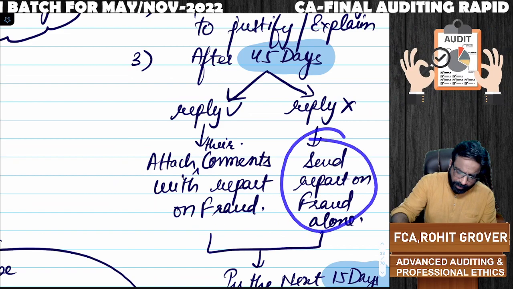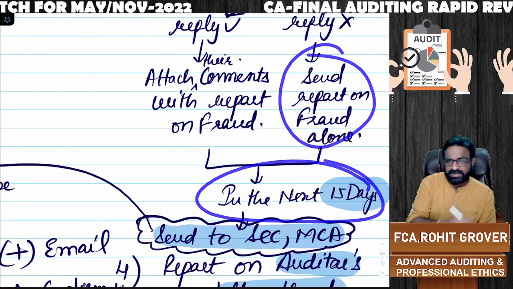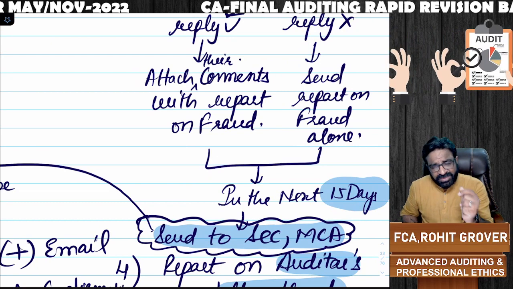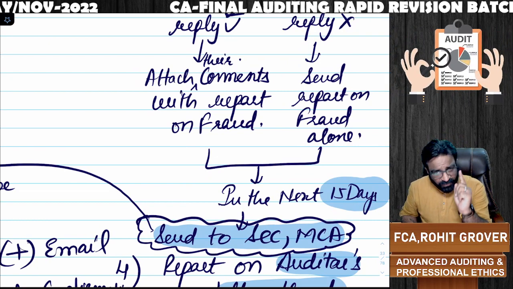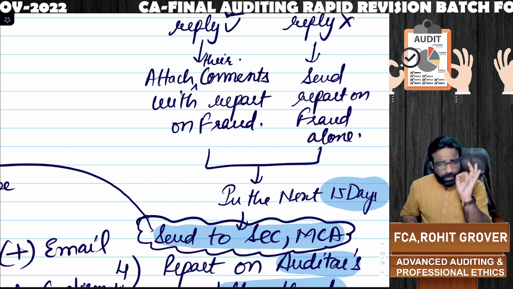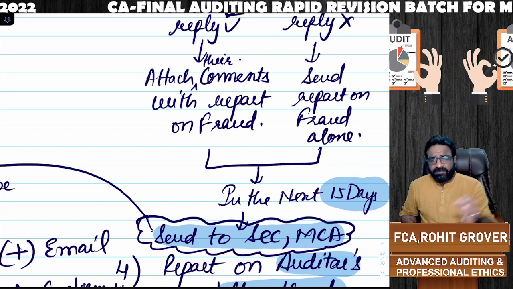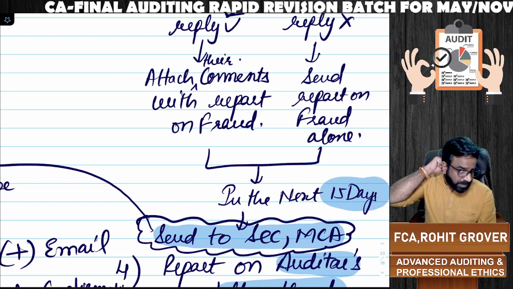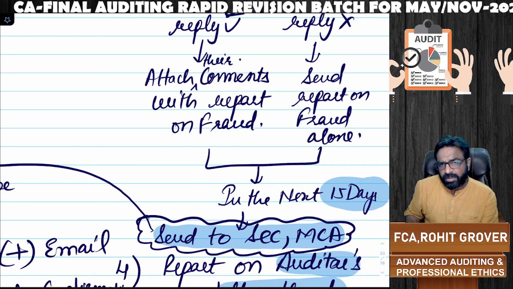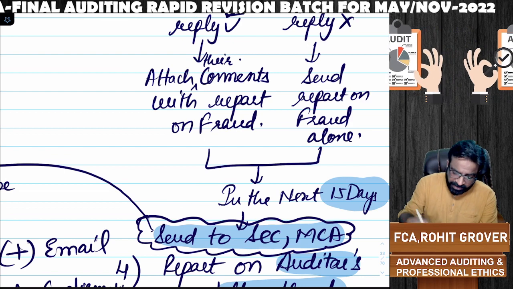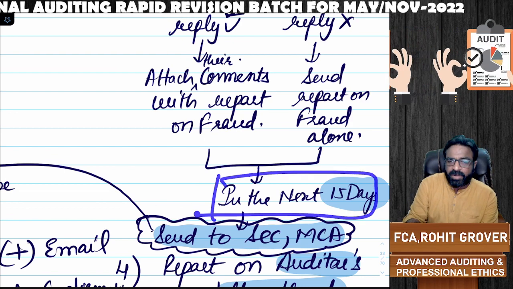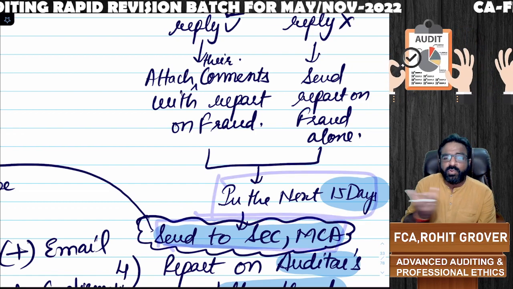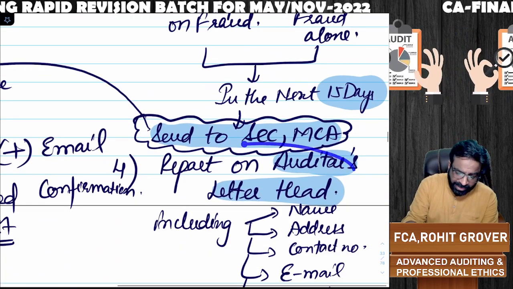Otherwise, you prepare the report within the next 15 days. So after 45 days, you don't have to wait for the 46th day also. Within the next 15 days, your report should be ready. If their comment has come, attach those comments. If their comments have not come, then do not attach any reply. But in the next 15 days, the report must be prepared by you. And it should be sent to the Secretary MCA. Sir, on whose letterhead? On the auditor's letterhead.